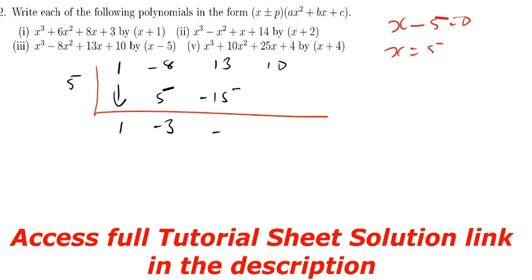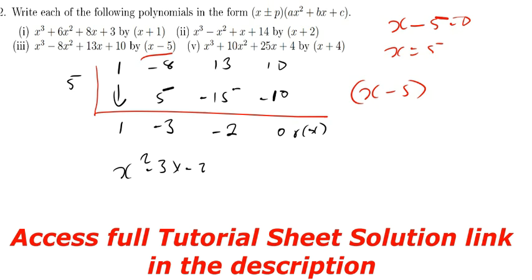So this will give me negative 2. Negative 2 times 5, negative 10. The remainder is 0, which is making sense. So then 1x squared, which is x squared minus 3x minus 2. So we already know what this is, which is x plus or minus. So we have x minus 5 and x squared minus 3x minus 2. So this is the answer.